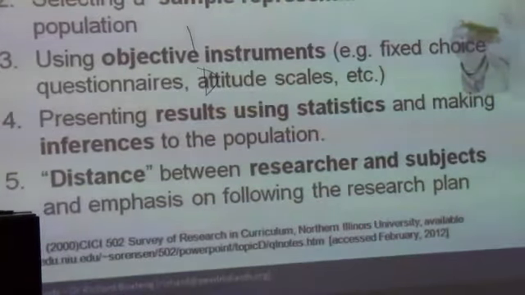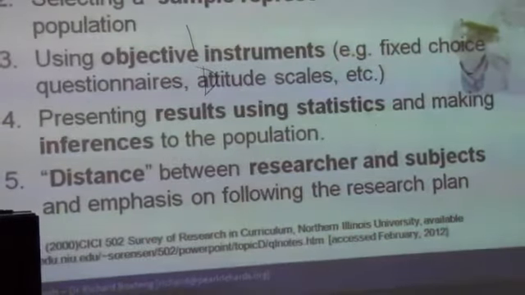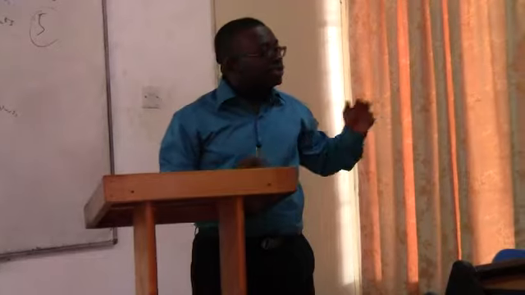And then with quantitative research, we usually say that there's a distance between the researcher and the subjects. Why do we say that? When you have a questionnaire and you want to do a survey, you can come and drop it in this class and then go and see somewhere. So you, the researcher, don't have much interaction with the subjects or your respondents that you're trying to get information from. So we say there's a distance between the researcher and the subjects.